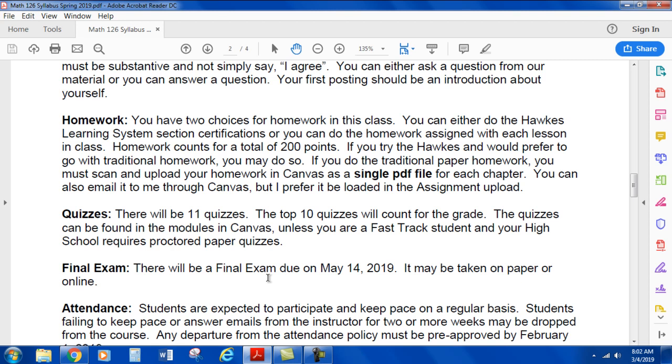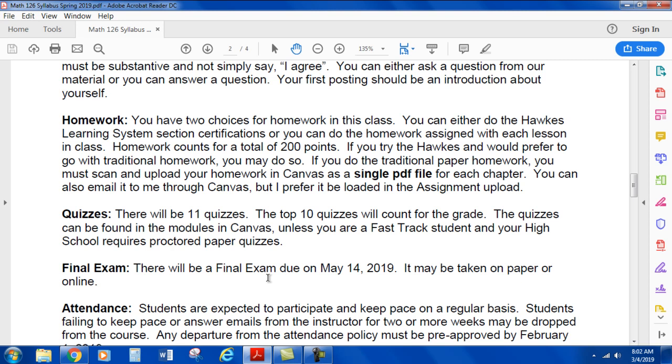So there's an assignment sheet that went out in the announcements. Homework counts for a total of 200 points. If you try Hawk's and prefer to go to traditional homework, you may do so. If you do traditional paper homework, you must scan and upload the homework in Canvas as a single PDF file for each chapter. I really don't want 50 different pages that I have to go through. One set that's everything in order is the way to go.